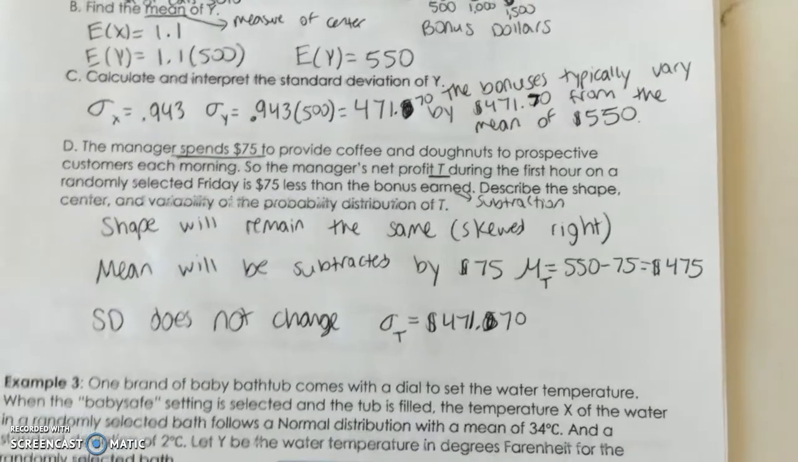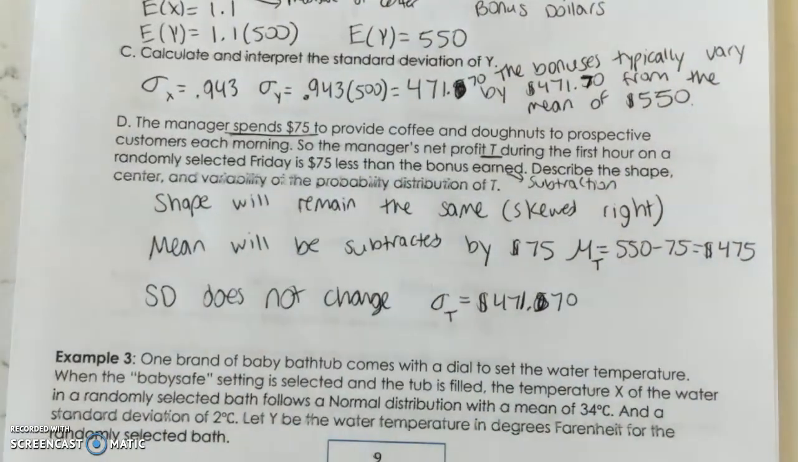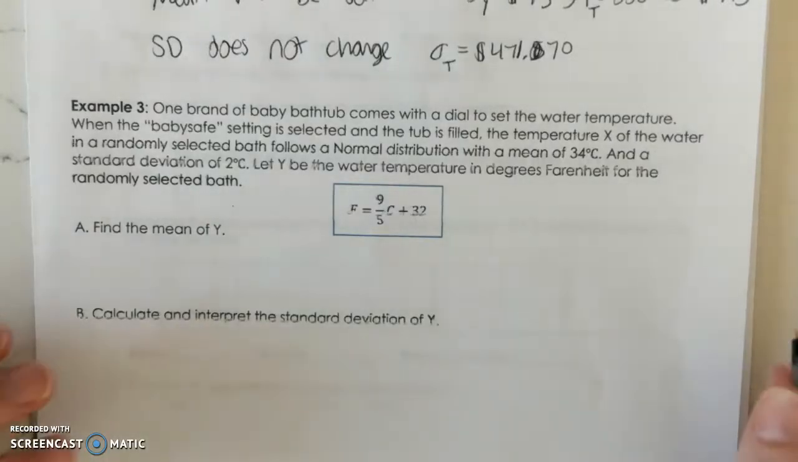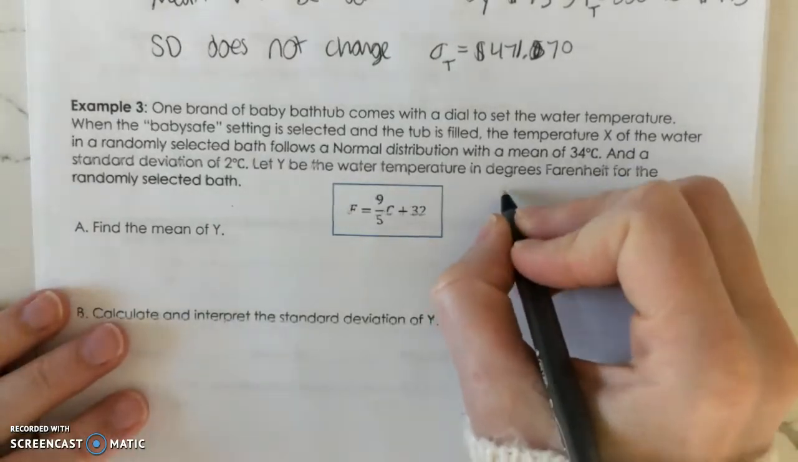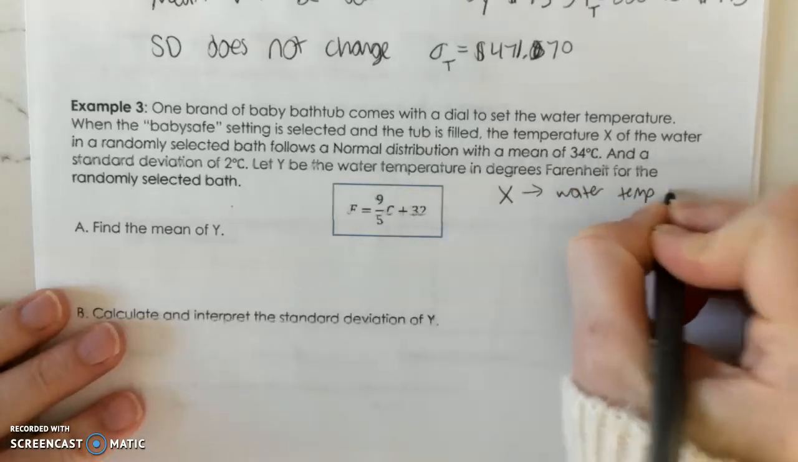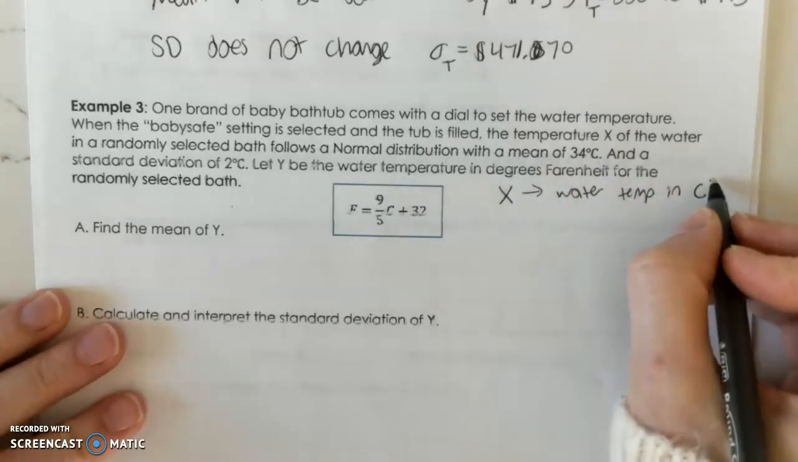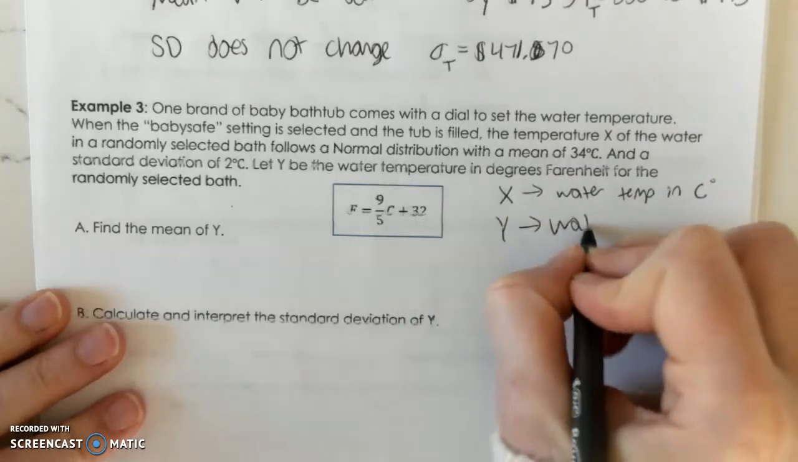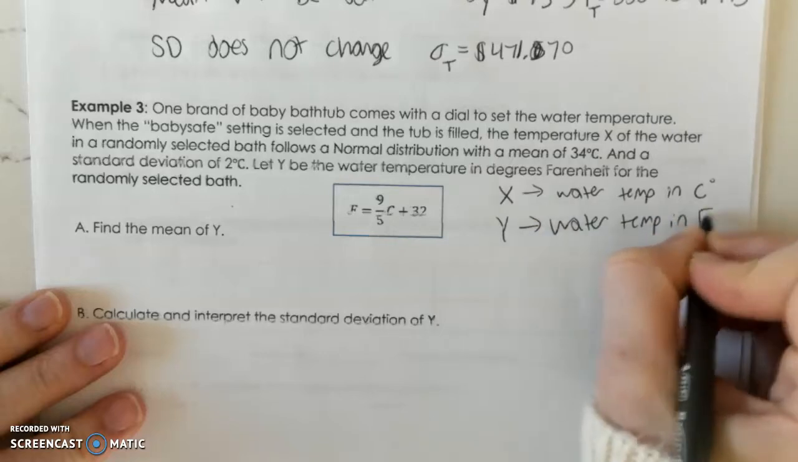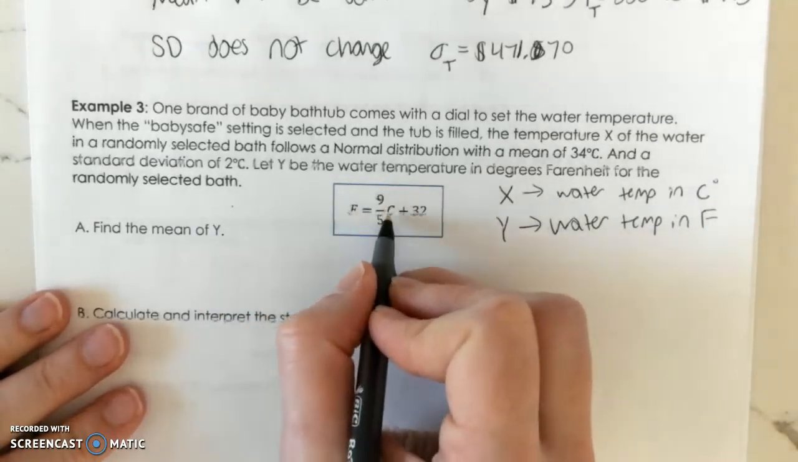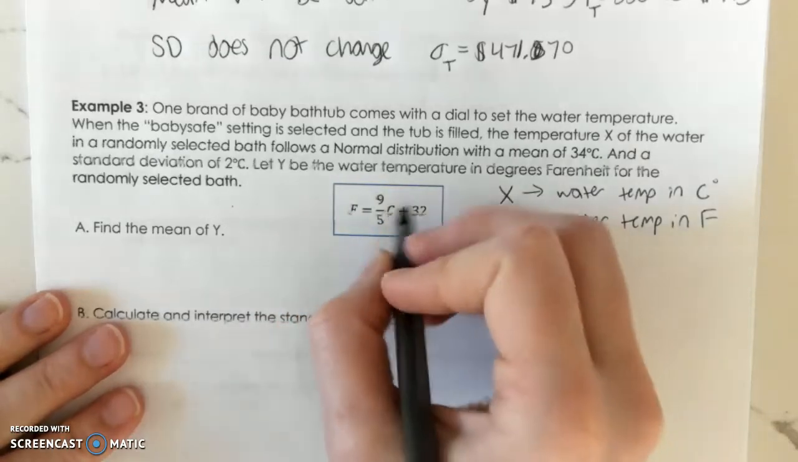All right, I want you to go ahead and try example 3 on your own. Come back when you're finished. Okay, example 3 is about a baby bathtub, baby safe setting with the temperature. So X is the temperature of the water in Celsius. And Y is the water temperature in Fahrenheit. All right, so here is a quick conversion, right? Fahrenheit equals 9/5 times Celsius plus 32.